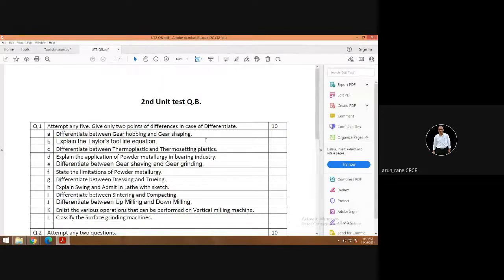Differentiate between gear shaving and gear grinding. Both are finishing processes. In gear grinding, there are grinding wheels. In gear shaving, there is a cutter. In gear grinding, the workpiece is rotated positively, and grinding wheels are rotated positively. In gear shaving, the shaving cutter is rotated positively, whereas the workpiece is not. Gear shaving is economical, gear grinding is very expensive. Gear grinding is now becoming obsolete, and it is slow also. Limitations of powder metallurgy are already given in the notes.